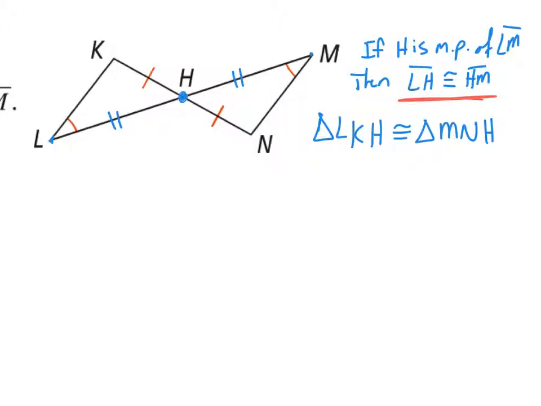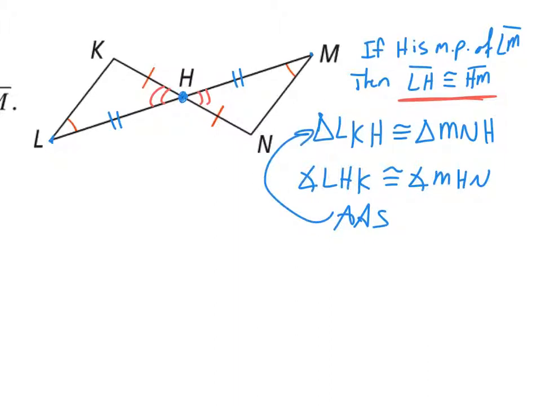Can anybody tell me which ones we can? I thought you had your hand up. Yes? Angle MHN is congruent to LHK. How do we know that? Because they are vertical angles. The vertical angles theorem says that they're going to be congruent. Cool. And so then we're able to say, and I'm going to put that over here, we can show that angle LHK is congruent to angle MHN. We know that because they're vertical angles, so how do we show our triangles are congruent? Angle, angle, side. Angle, angle, side shows the triangles are congruent.